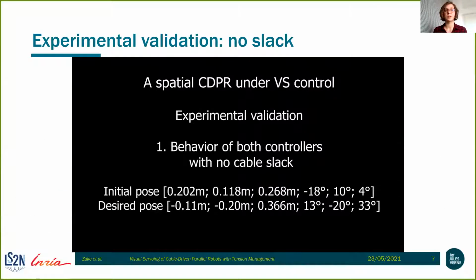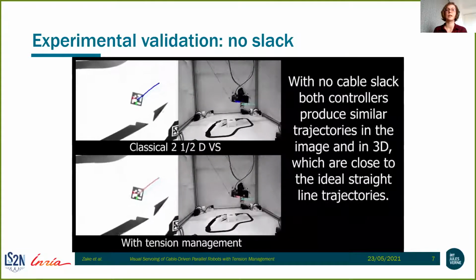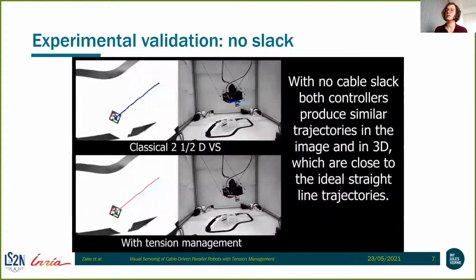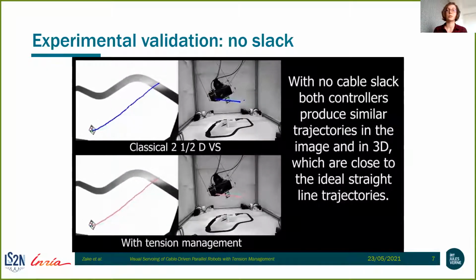Here you can see the experiments. The very first experiment was done to validate the fact that with tension management, if there is no slack, the behavior is exactly the same as with classical visual servoing. So the expected behavior was to have a straight line here and a straight line here, which is exactly what we get for both the classical visual servoing and the one with TCA.